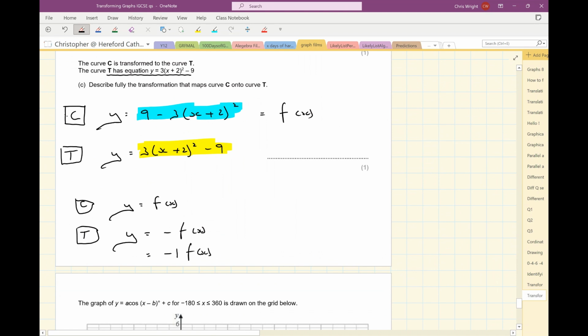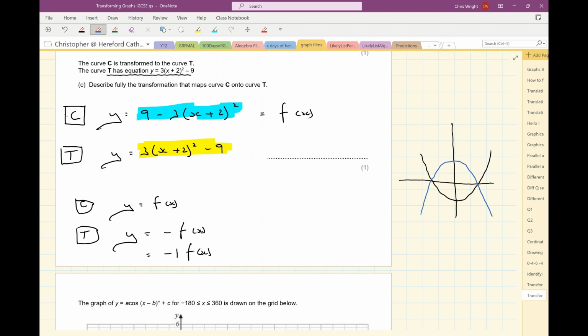So what's that transformation going to be? Well, it's a change to the y's, isn't it? And we're multiplying the y coordinates by minus 1. So if this had been the curve, doesn't really matter what it had been, but if that had been the curve, then the new curve would look like that, because each of the y coordinates would be multiplied by minus 1. So what is that? It's a reflection in the x-axis.